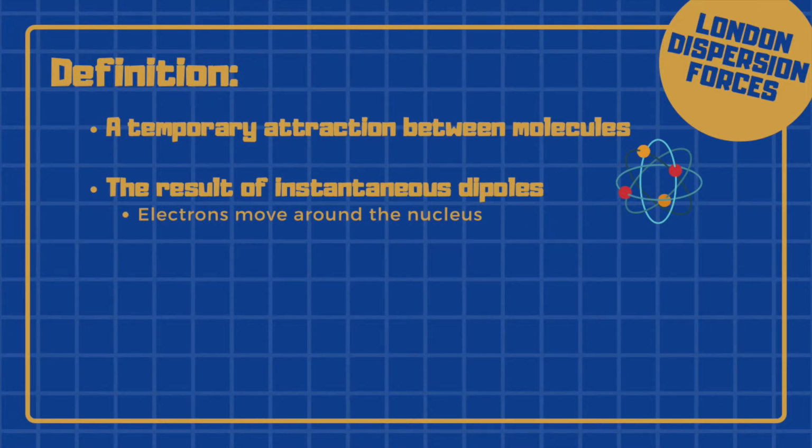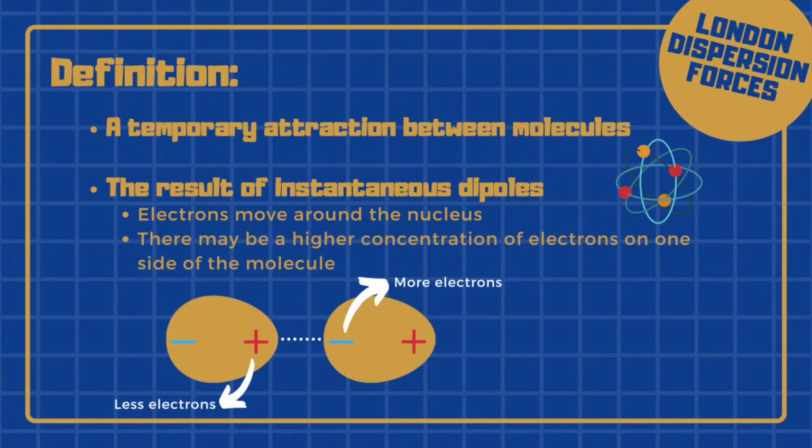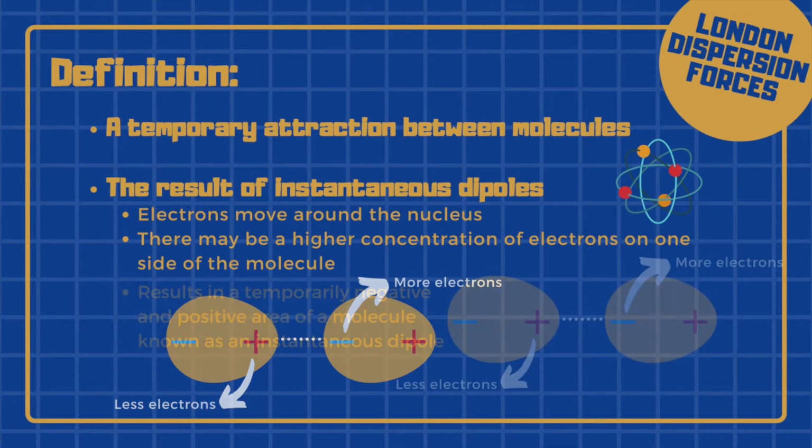Electrons are negatively charged subatomic particles that move around the positively charged nucleus of an atom. Instantaneous dipoles are caused when electrons, which are in constant motion, are more concentrated on one side of the molecule. The electron's position is temporary.